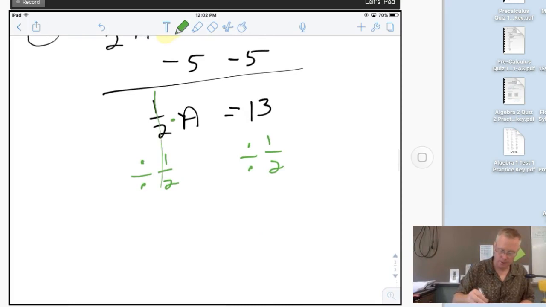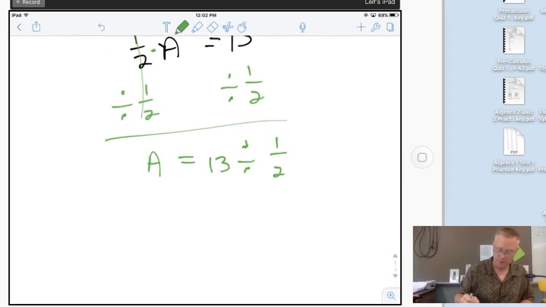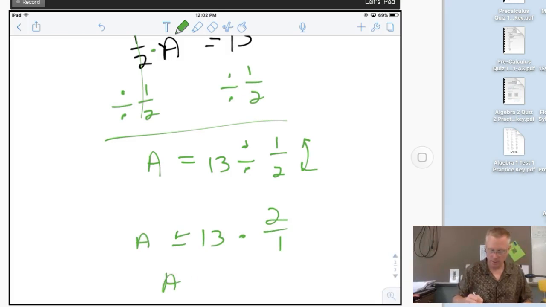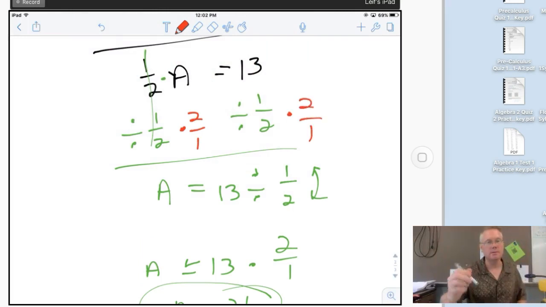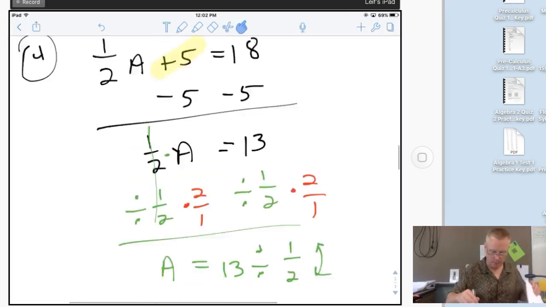And then these will cancel. You'll be left with a equals 13 divided by 1/2. Remember, to divide fractions, you flip and multiply. Or you could have multiplied by the reciprocal right off the bat and gotten there probably a little quicker. 13 times 2 is 26. Divided by 1 is 26. That's the answer. So the other thing you could have done here, which is probably a little better, is multiply right away by the reciprocal, and then you could have gotten to the answer a little quicker. All right. Number 5.